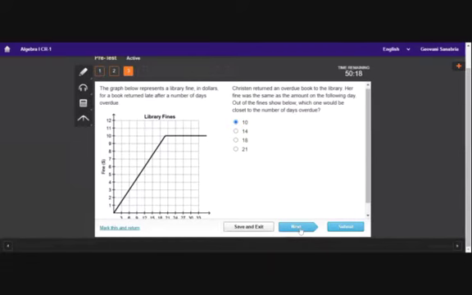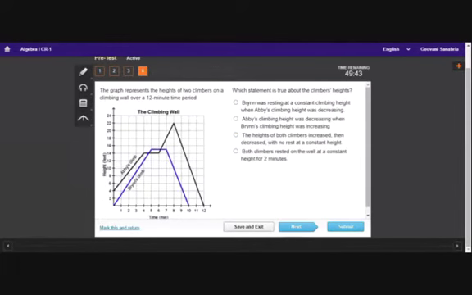And it's important when they say out of the fines shown below, because if they said what day could it have been, you could have said it could have been 21 days or 24 days or 27 days, because that's when the fine is not increasing anymore. But it's important that they said the fines. You're supposed to pick out the fine that she was paying, not the days. So yeah, it would be 10. Okay.